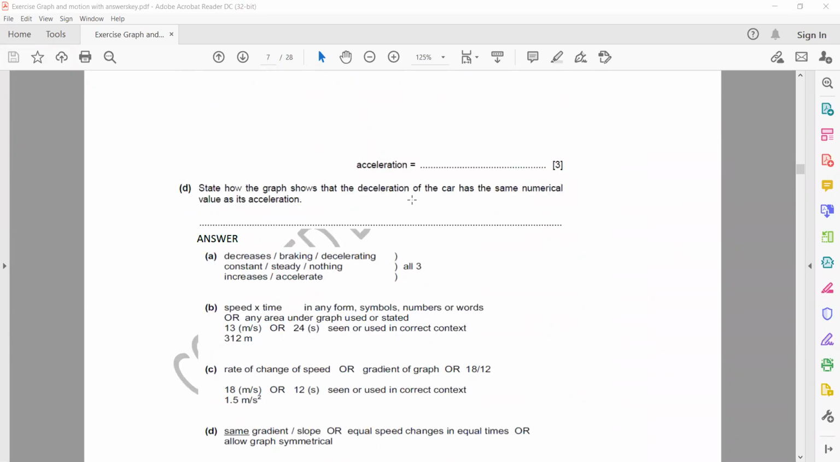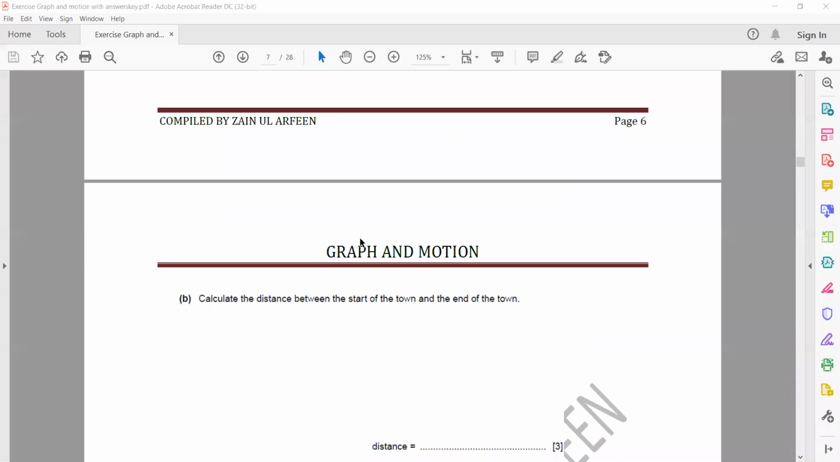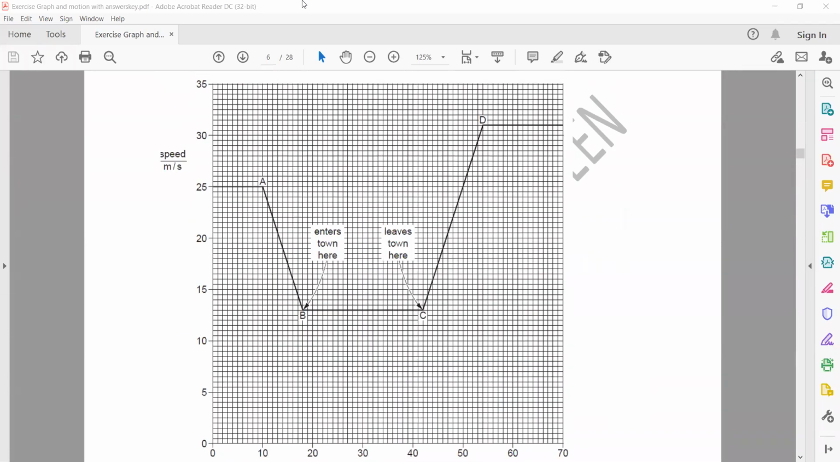State how the graph shows that deceleration and acceleration have the same numerical value. Means, for example, if the acceleration here comes out as 1.5 meters per second squared, the deceleration will be 1.5 meters per second squared as well. That's what they're saying. So how can we show that acceleration and deceleration have the same value? When we check the angles, if they have the same angles, the value for acceleration and deceleration will be the same.